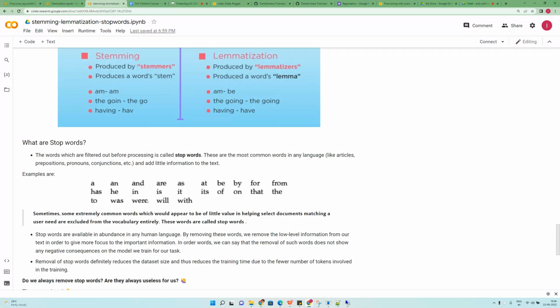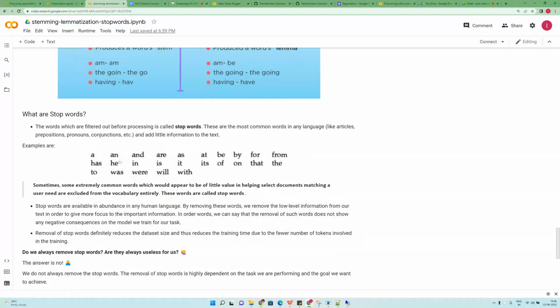So what are stop words? The words which are filtered out before processing the data are called stop words. These are the most common words in any language, like pronouns, prepositions, conjunctions, etc., that add very little information to the text. Examples are a, and, are, is, at, be, by, for. We call these types of words stop words.